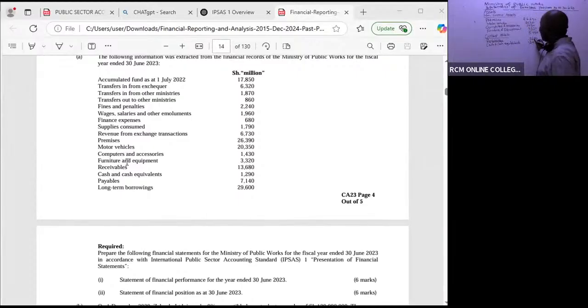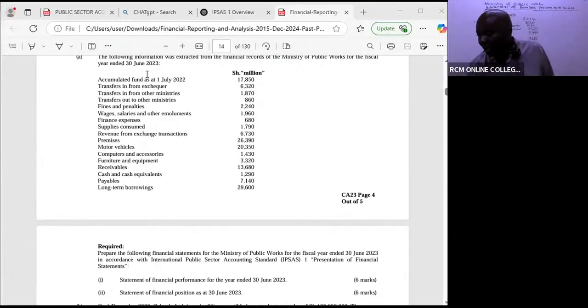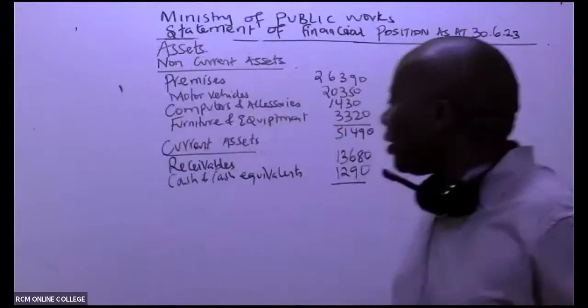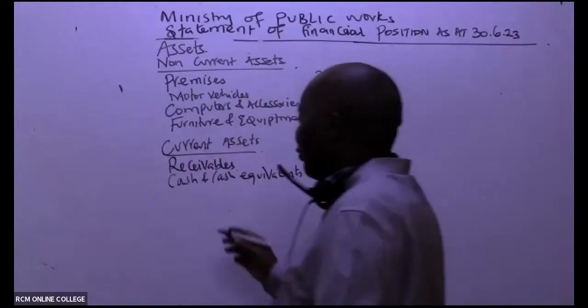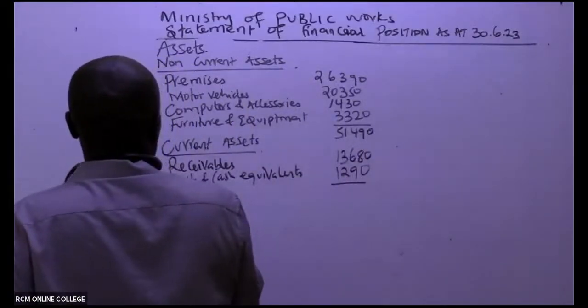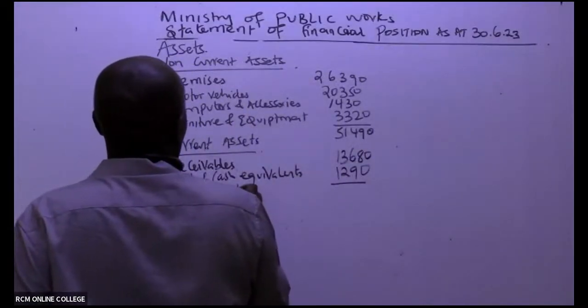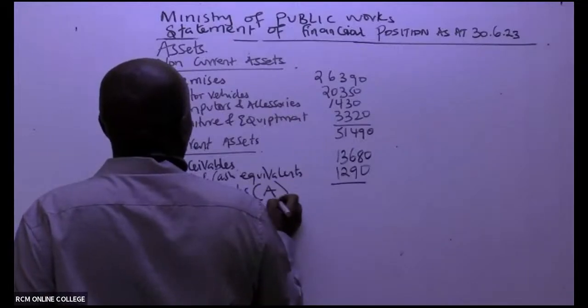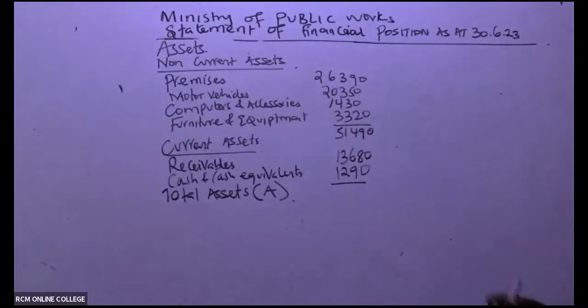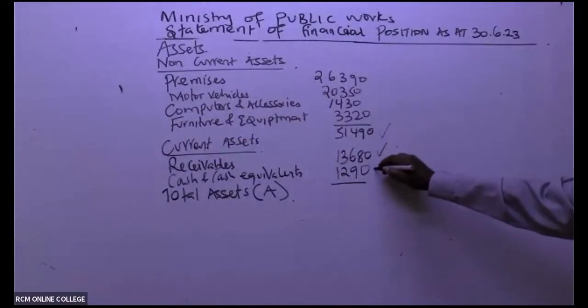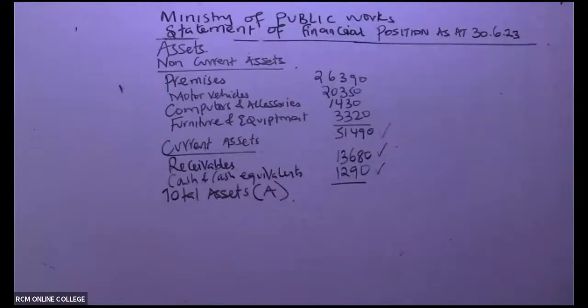So you don't have to show the sum of the current assets only. What you need to do is to take the total figure that you have here plus this, for you to give me the total assets of the firm. Total assets of the company, and then you call this capital A. So you take this plus this plus this. Oh, IPSAS 9, IPSAS 23, okay.